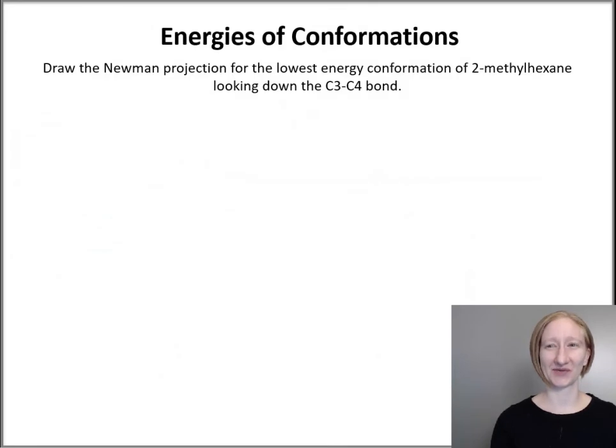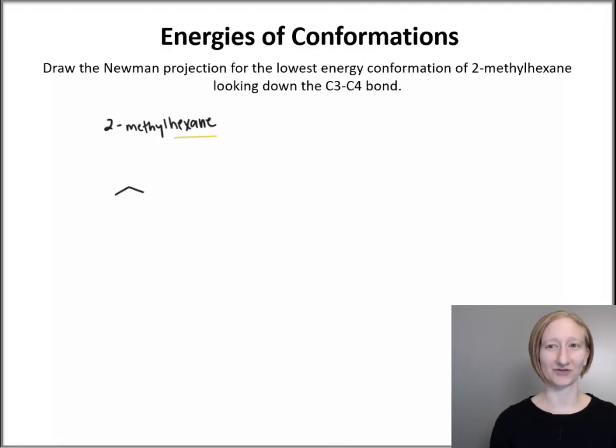Now let's take a look at this question that we set up for ourselves at the beginning of this video lecture. Go ahead and pause the video and try it for yourself. Try to draw the Newman projection for the lowest energy conformation of 2-methylhexane looking down the C3-C4 bond. Okay, welcome back. We'll start by drawing the structure of 2-methylhexane.